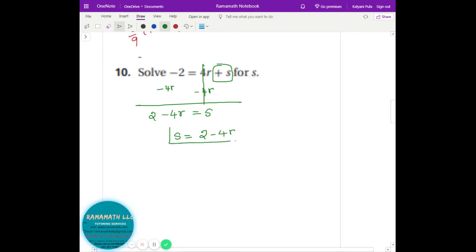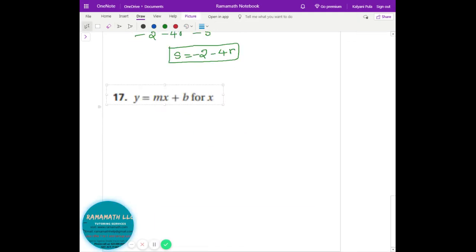Wait. That's right, it's negative 2. You're right. So that's s equals negative 2 minus 4r. Or you can write it negative 4r minus 2 also. Okay? You can switch that way too.